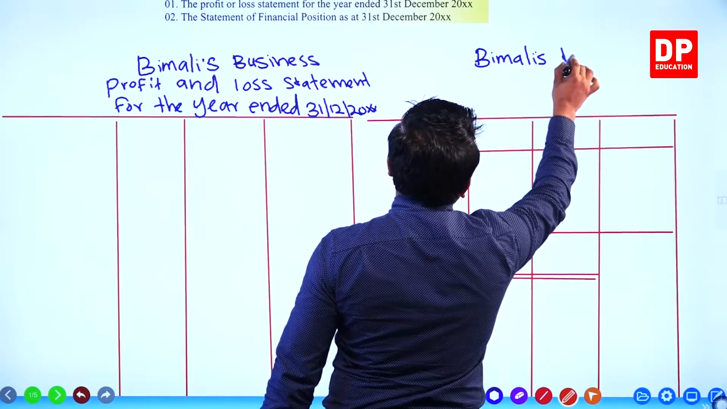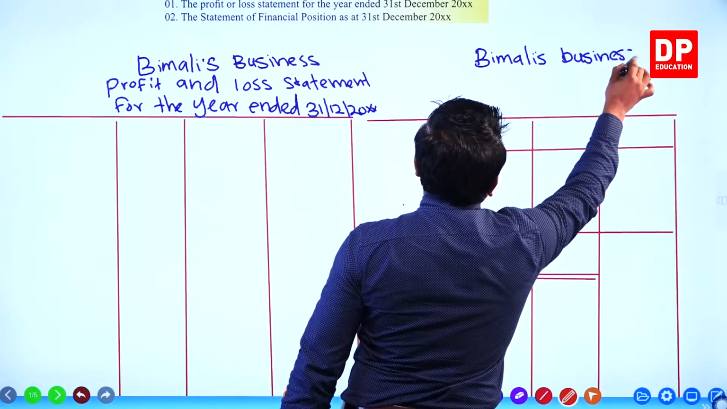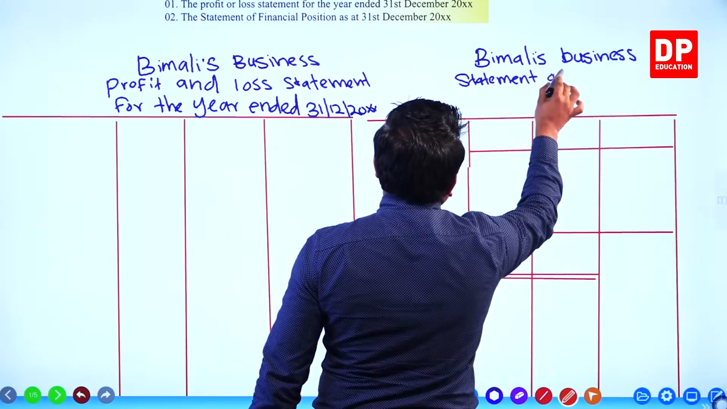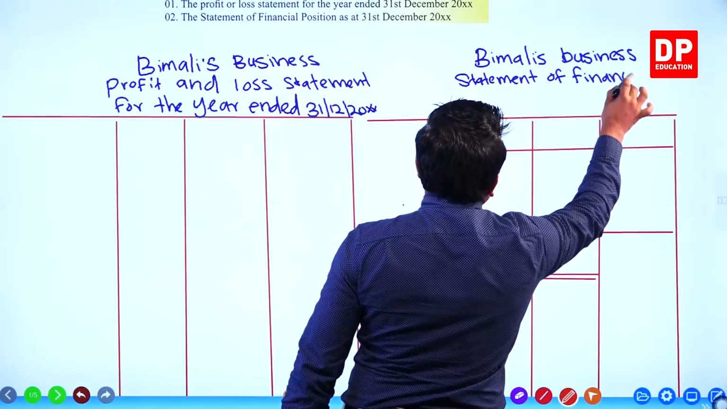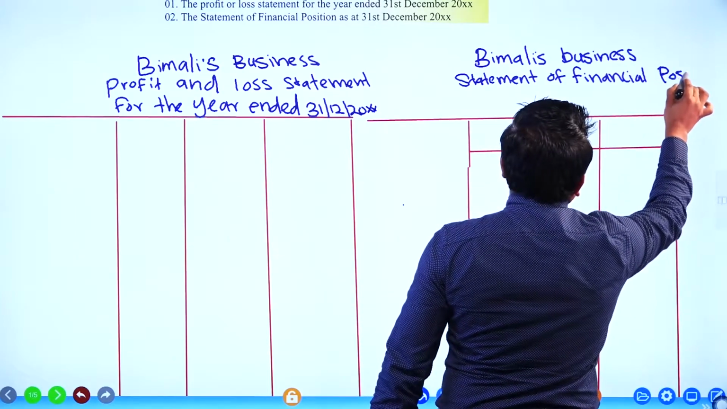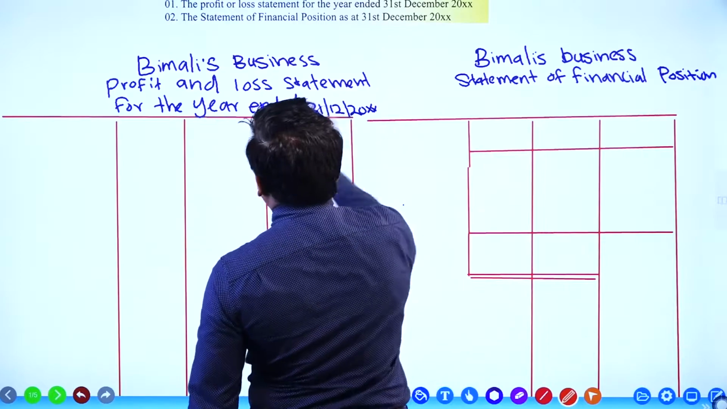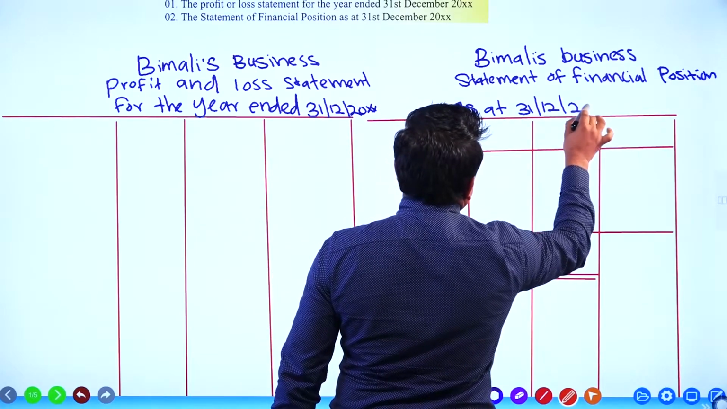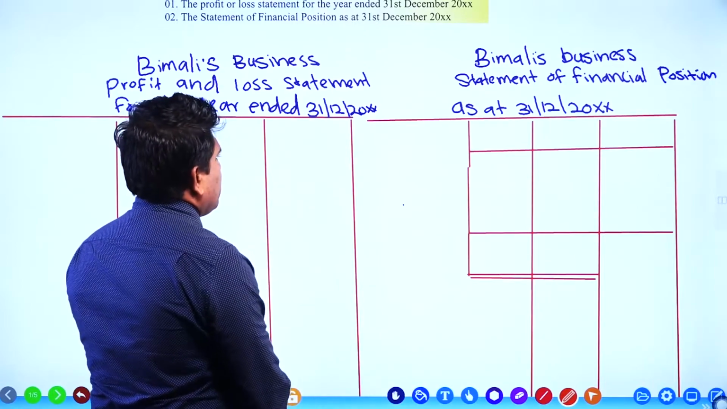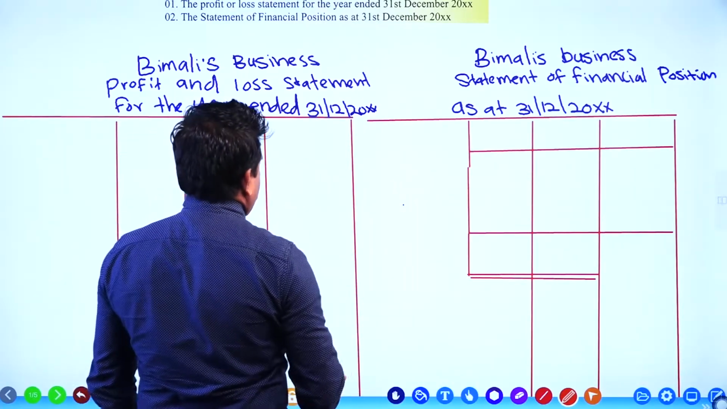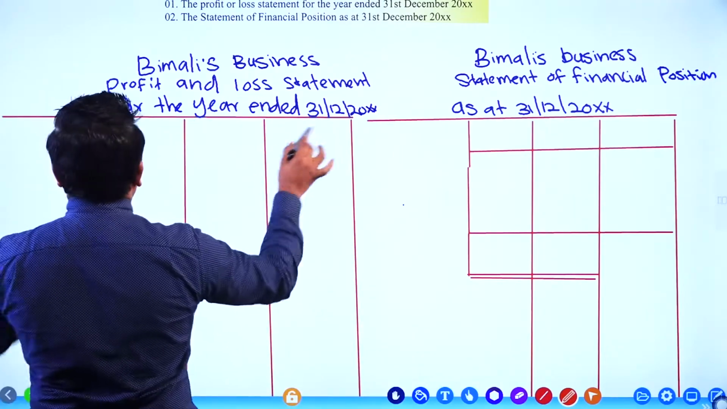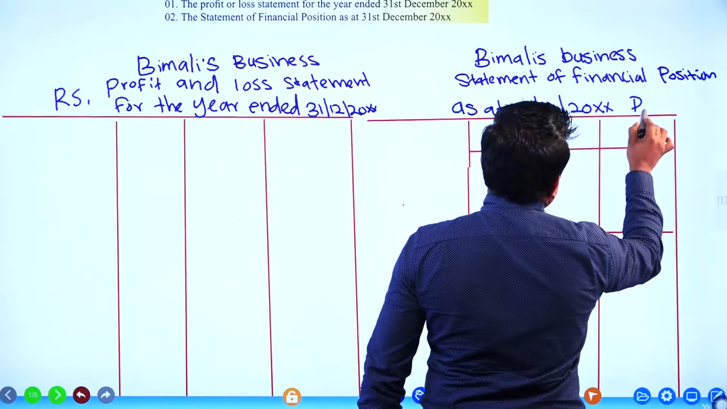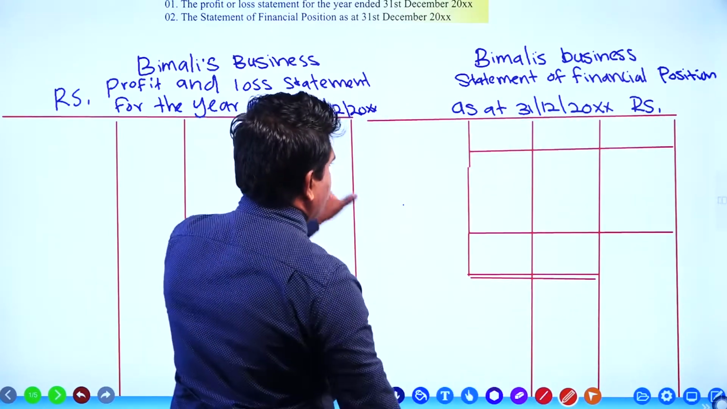That's why here, same business, Bimali's business, statement of financial position. You write not the year ended, but as at 31st December, the year is given like 22 crosses, right? Then okay. Now we finish this, right? Rupees you put here, but here not enough space, that's why I put here. All the details you put as rupees. Any place, right? Before the format you must write rupees, right?